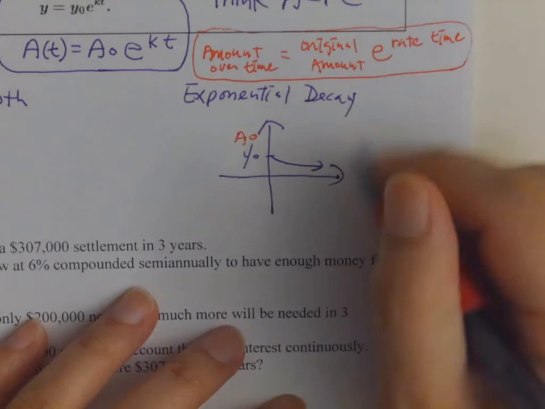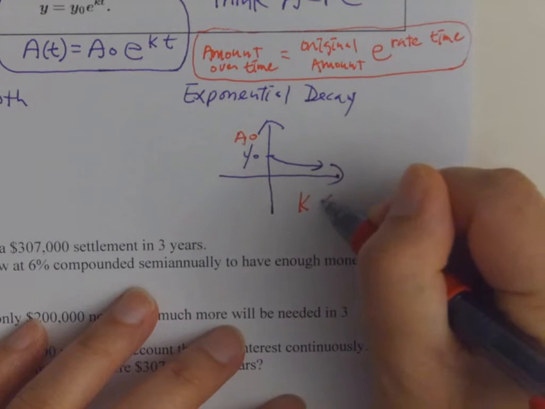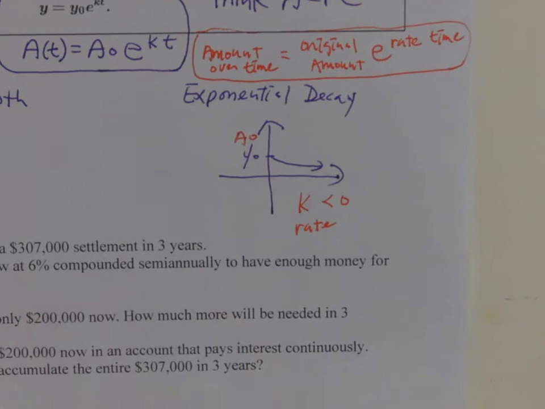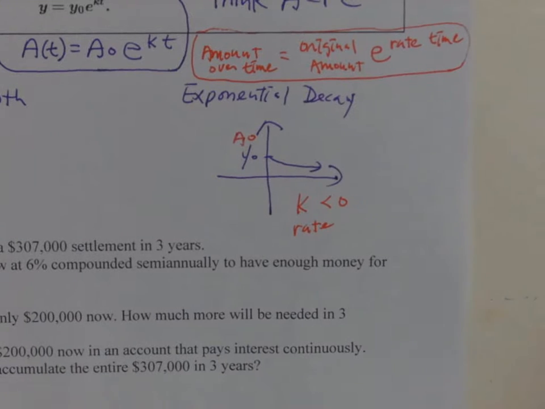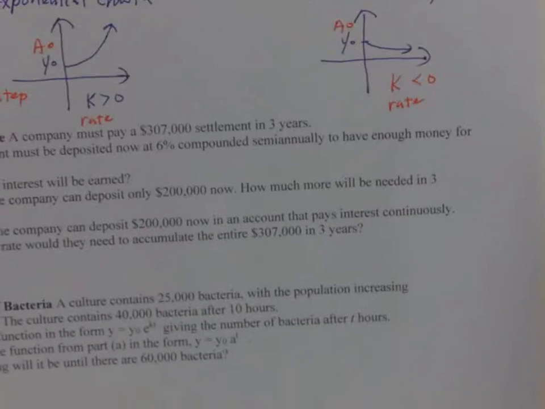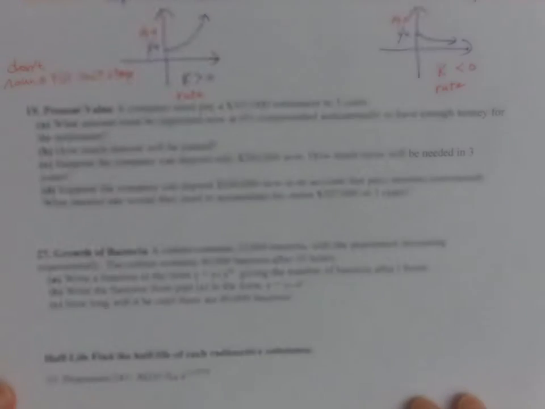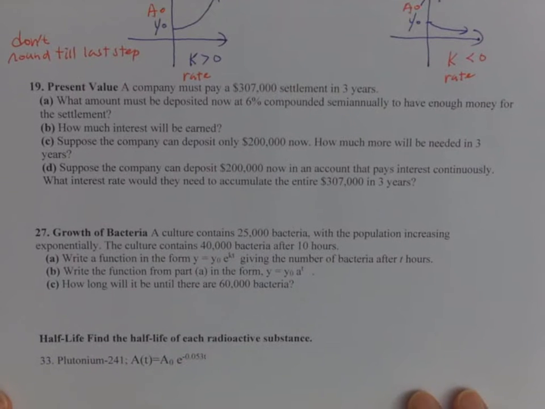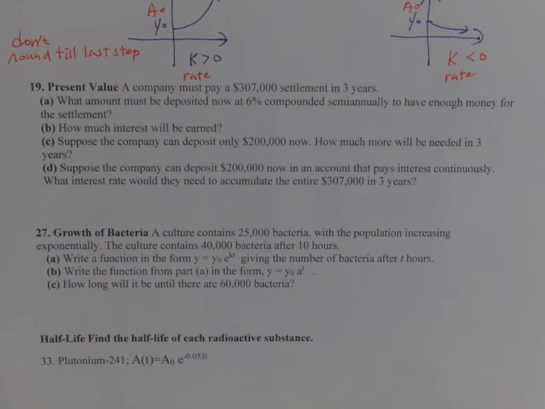And then this model is the decay model. So the amount when time is 0 starts here, and it's going to decrease over time. This is exponential decay, and the k, the rate, is less than 0, which is a negative number. So we will have two models. We're going to look at some examples together.